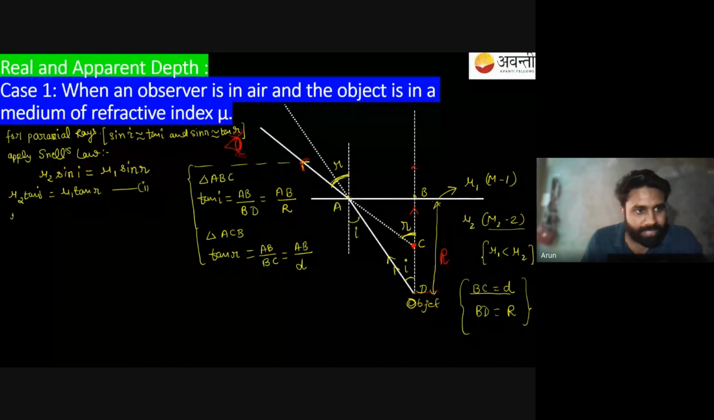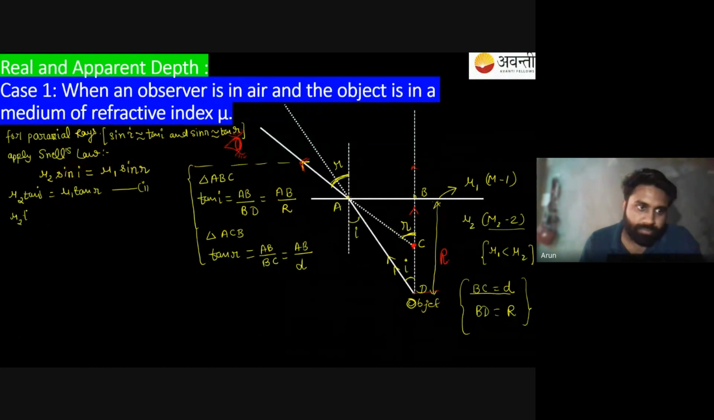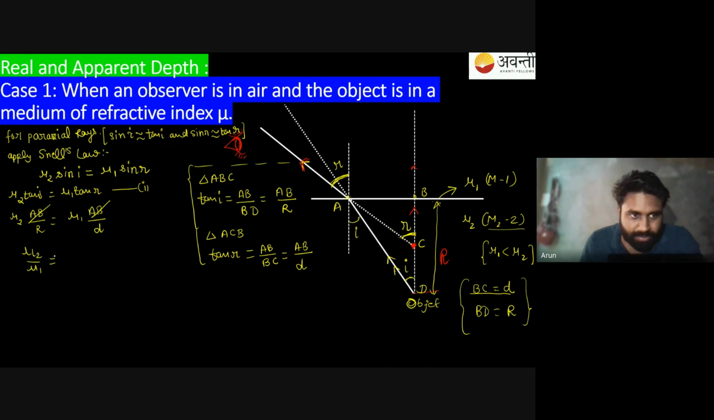So what do we have now? Mu2 tan I. Tan I is AB by real depth, mu1 times AB by apparent depth. AB and AB got cancelled out. So here we have mu2 by mu1 equals R by D. Okay, so this is the general formula for apparent depth calculation.